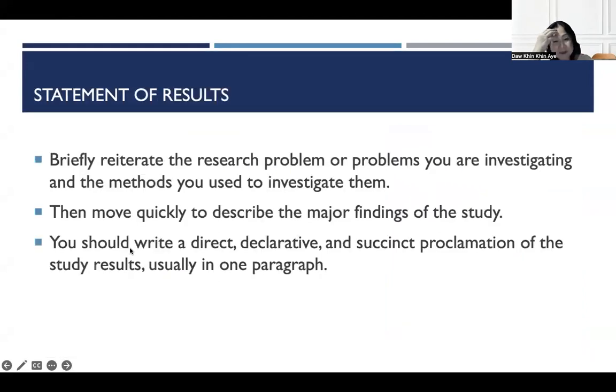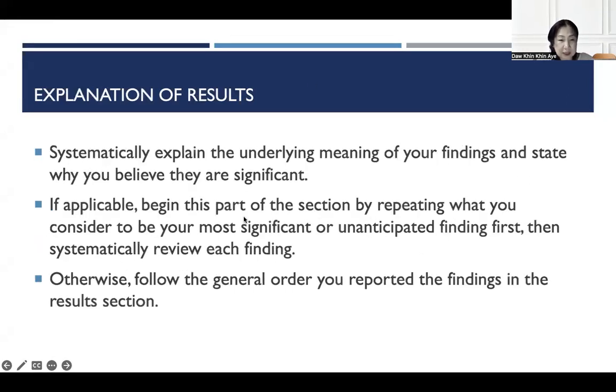Okay, next slide, please. Now, statement of the results. Here, briefly reiterate the research problem or problems you are investigating and the method you used to investigate them. Then move quickly to describe the major finding of the study from the previous section. After that, you discuss. You should write a direct, declarative, and succinct proclamation of the study result, usually in just one paragraph, because you already have the detail in the previous chapter or section.